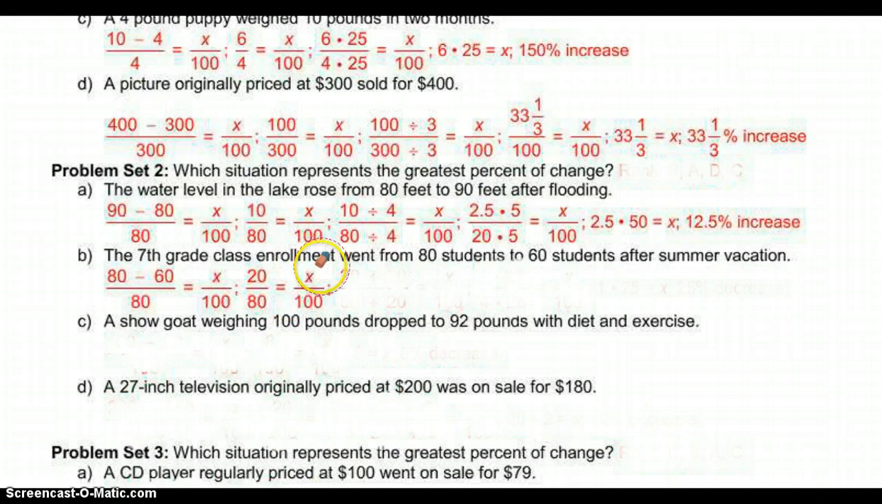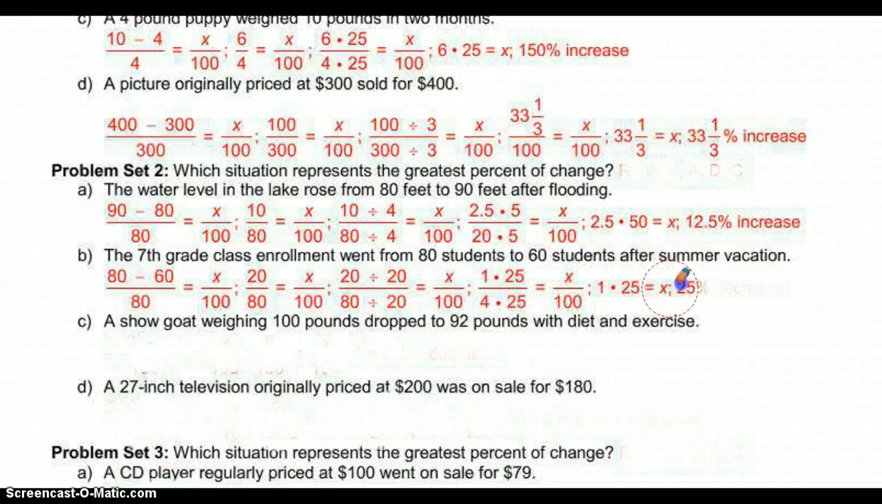And then we can take looking at, again, what the author decided to do, and this is a good choice here, is to reduce, and he reduced by 20, and that gave him 1/4, as you can see. And then now 1/4, which is 25 over 100, so that's our scale factor. 25 times 4 will give us 100, so of course 25 times 1 will give us our scale factor and our percent. So C, and we are running really short on time.